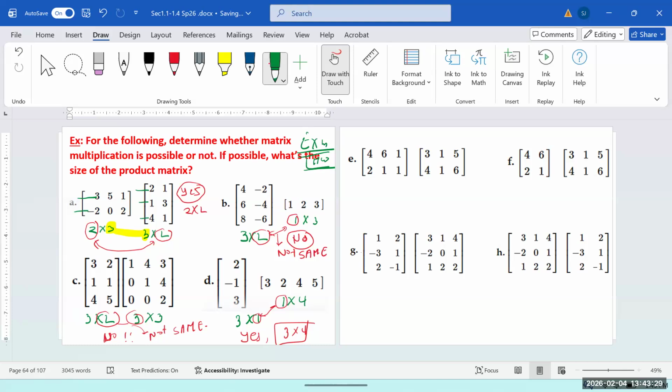Oh, you're writing. Okay. The first one is 3 by 2. And the second one is, no, actually, it's 2 by 3. Yes, you have to write the number of rows first. And this one is also 2 by 3. Can you multiply them? We cannot, because this number and this number are not the same.